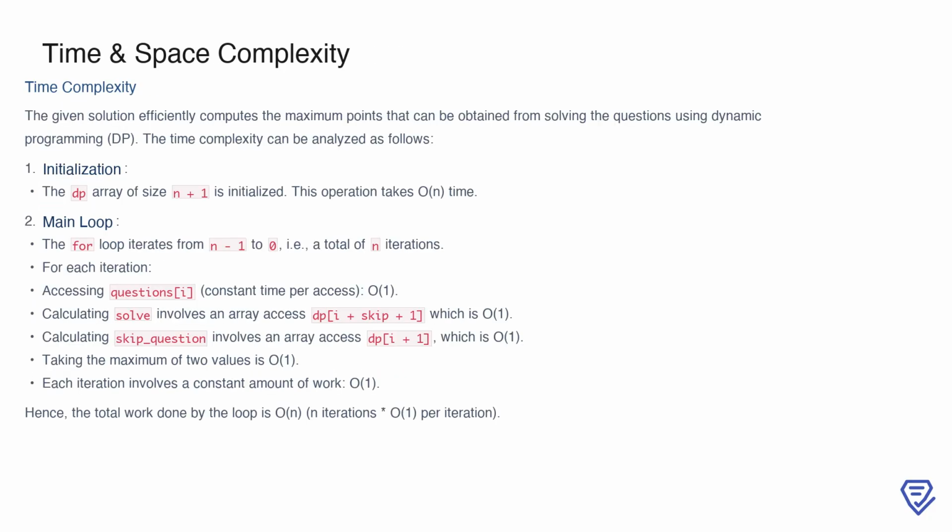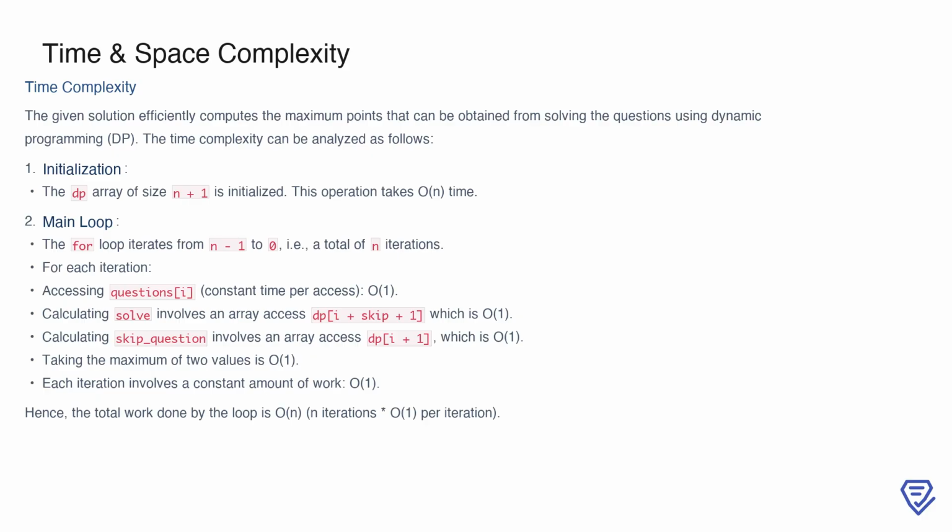In analyzing the time complexity of our solution, the process begins with the initialization of the DP array. Since the array is of size n plus 1, this step takes O(n) time. Next, we focus on the main loop, which iterates from the last question down to the first. This means there are exactly n iterations.